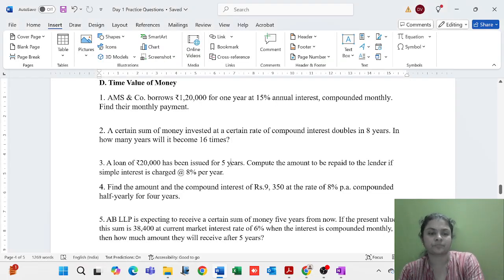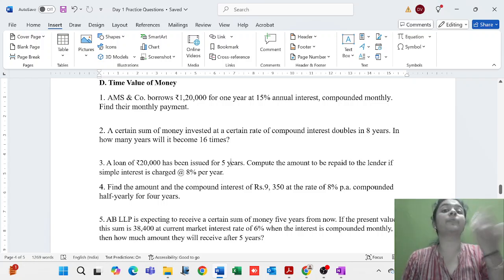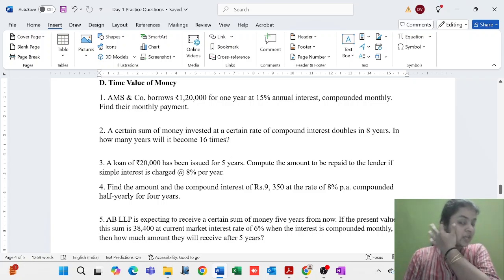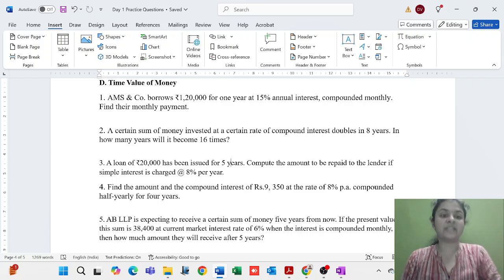Good. Third one. A loan of 20,000 has been issued for 5 years. Compute the amount to be repaid if the lender is charged simple interest. Go ahead, compute. Loan is 5 years. So present value, principal is 20,000. N is 5 years. Simple interest. So P into N into I. 8%. Calculate the amount to be repaid. Amount to be repaid means future value. So you should take principal plus simple interest. Can you calculate and give me the answer?